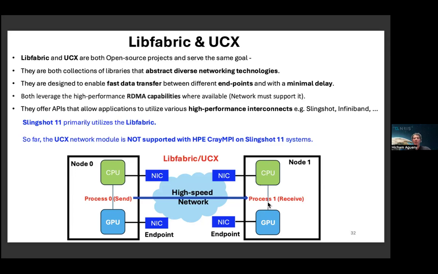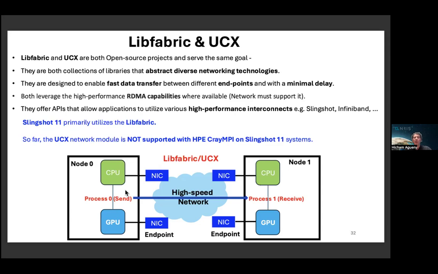To understand the role of libfabric, let's look at this scenario of two nodes. Sending data from process 0 to process 1 by utilizing the high-speed network wouldn't be possible without libfabric or UCX. So this is an important role of this communication framework. Otherwise, it will follow a slow protocol, which is TCP, and the communication will be very slow.